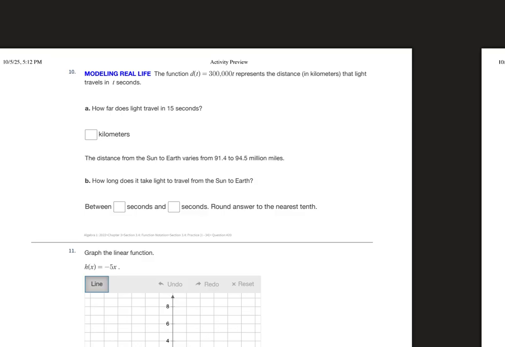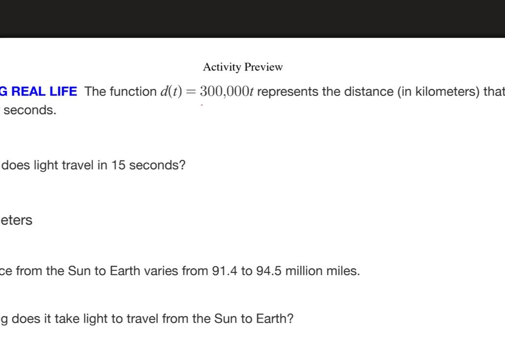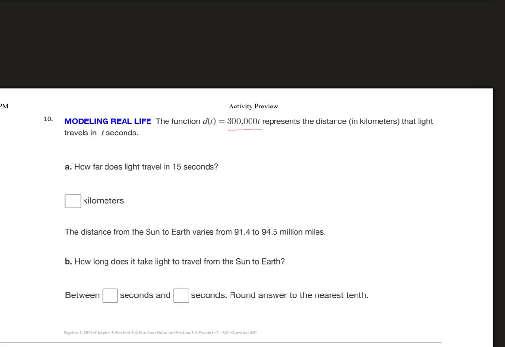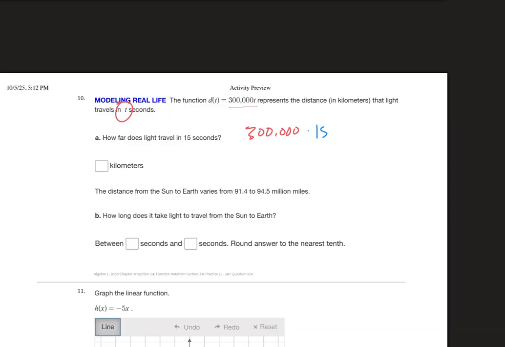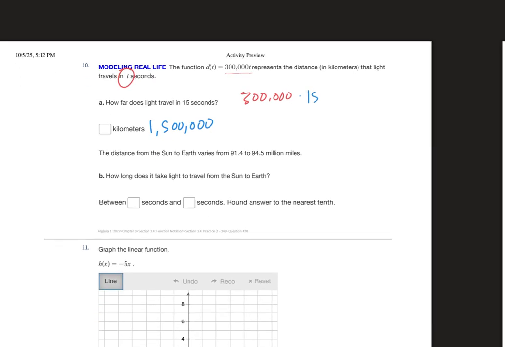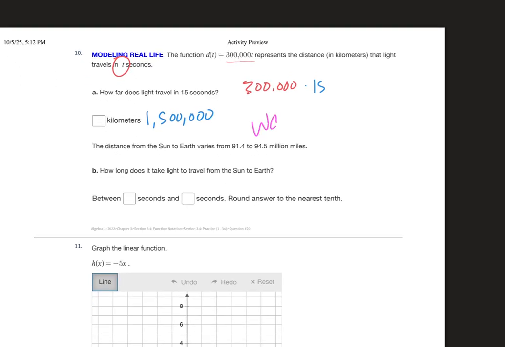Real life, the function d of t equals 300,000 t represents the distance in kilometers that light travels in t seconds. Okay, how far does light travel in 15 seconds? 300k times 15. So I believe that is 1.5 million kilometers. That's pretty fast. The distance from the sun to the earth varies from 91.4 to 94.5 million miles. How long does it take light to travel from the sun to the earth?